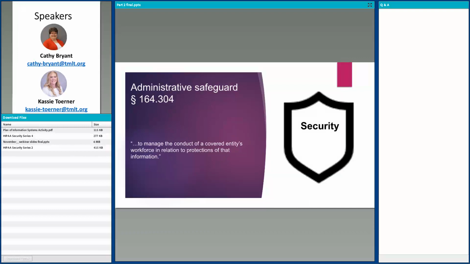Again, the rule does not have specifics. It leaves flexibility so that you are able to create something that is reflective of your organization. It asks you, as an administrative safeguard, to manage the conduct of a covered entity's workforce in relation to protections of that information. So are you looking at logins for your EHR, computer logins, network logins? These are just a few examples. Practice management, billing systems. Where are your employees within touching the ePHI, and how are you managing that and monitoring that?